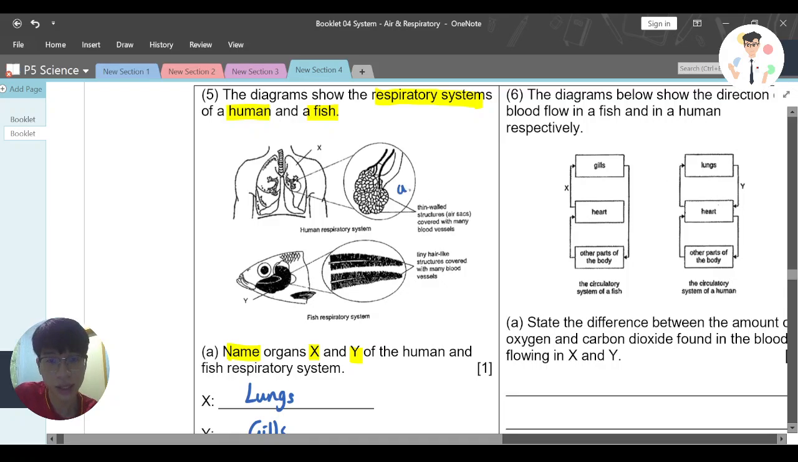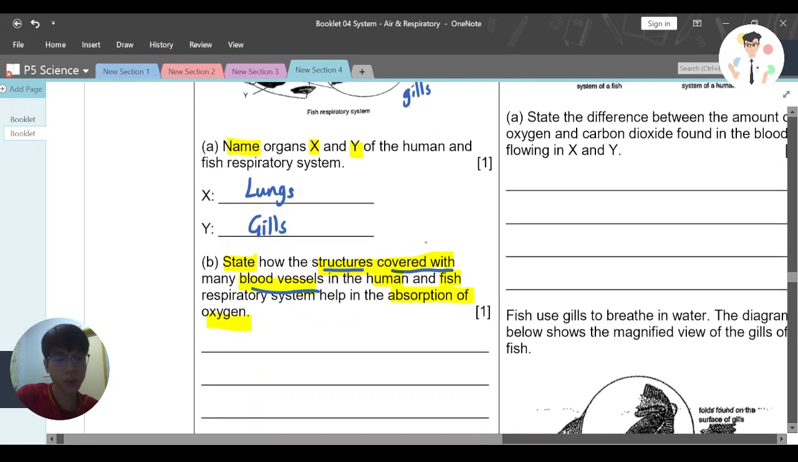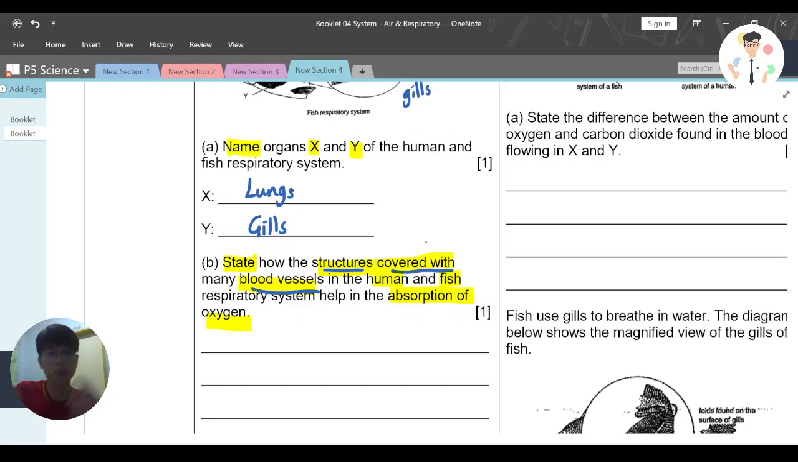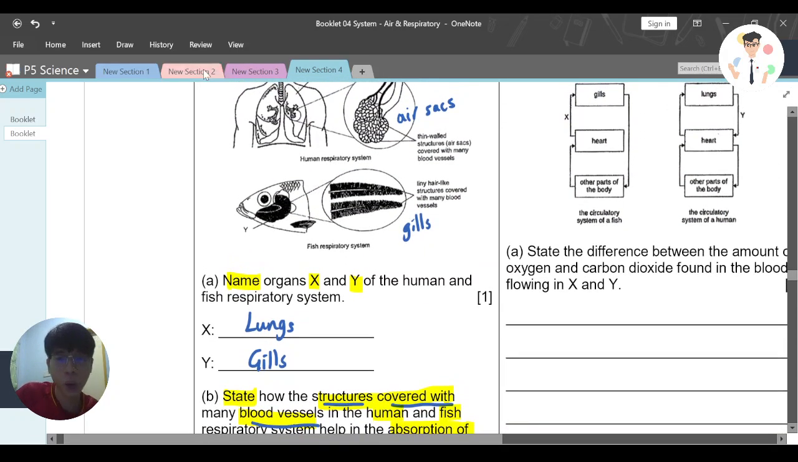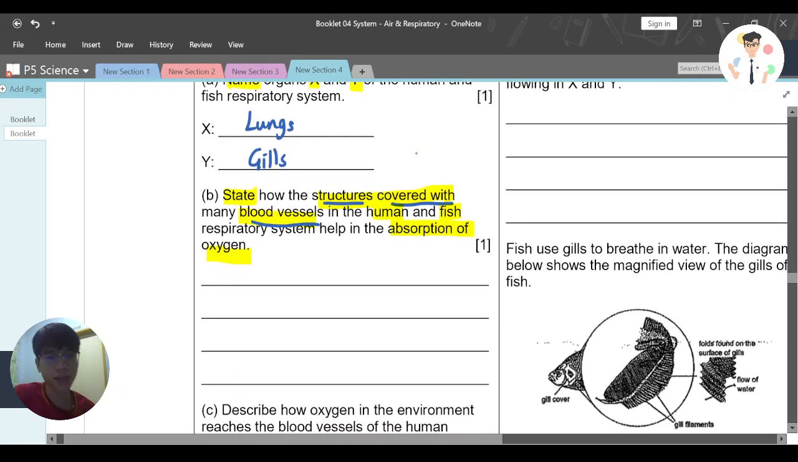We know this is the tiny air sacs. And what is this hair-like structure that is covered with many blood vessels? Basically the gills. So the question is asking how these gills and these tiny air sacs help in the absorption of oxygen. The first thing you should understand is the purpose of many blood vessels and the purpose of these hair-like structures. Again, you should know that this helps to increase the surface area.